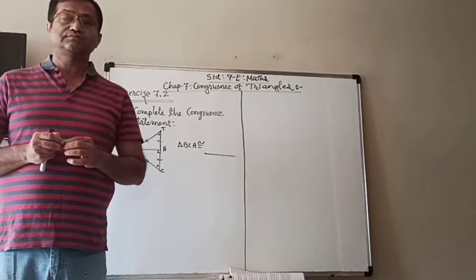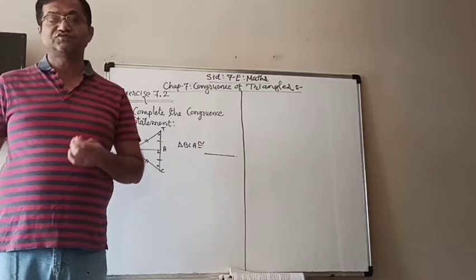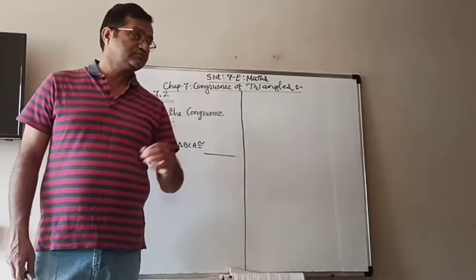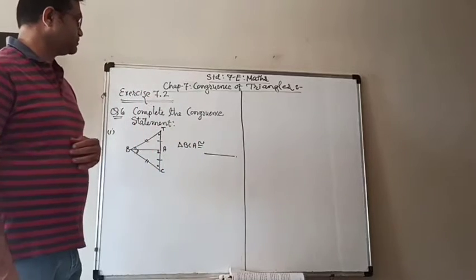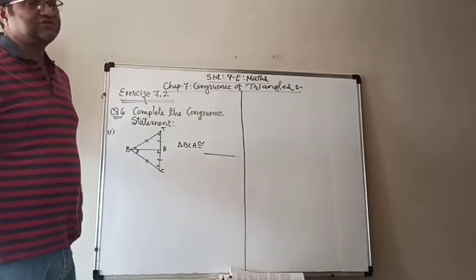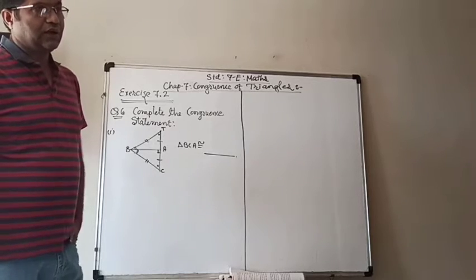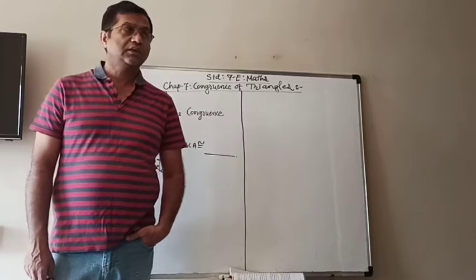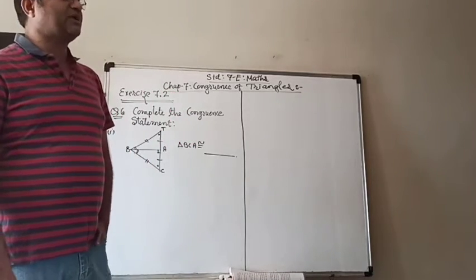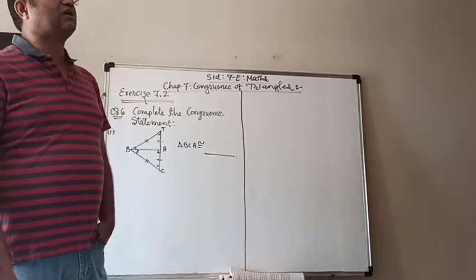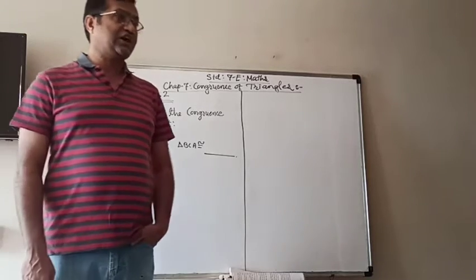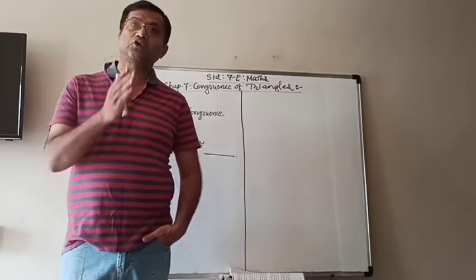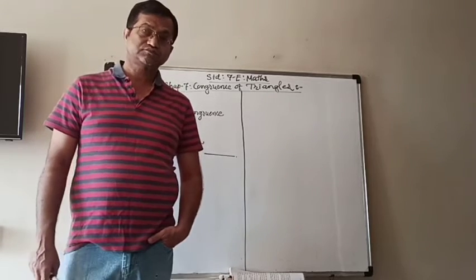We are at the end of chapter number 7. Only a few questions are left and then it will be finished. Congruence of triangles, in which we learn some criteria, and on the basis of those criteria we saw how we can check whether the pair of triangles given are congruent or not congruent.